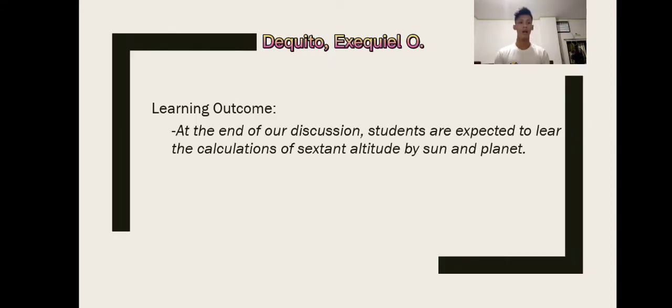And our learning outcome for today is that at the end of our discussion, students are expected to learn the calculation of sextant altitude by sun and planet.